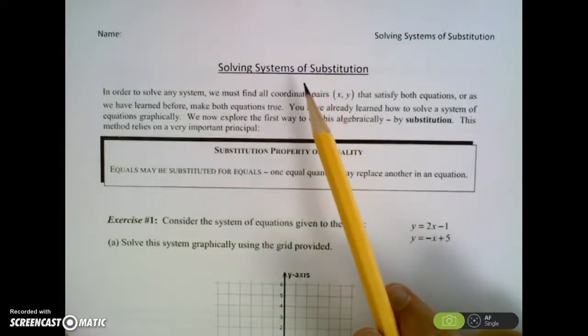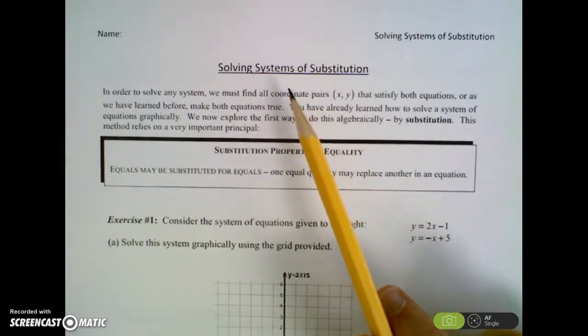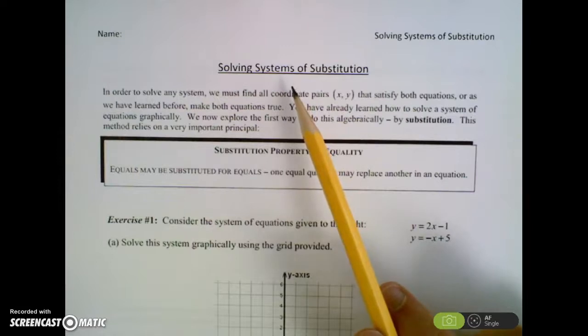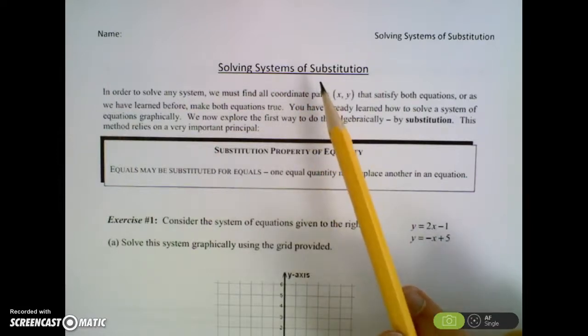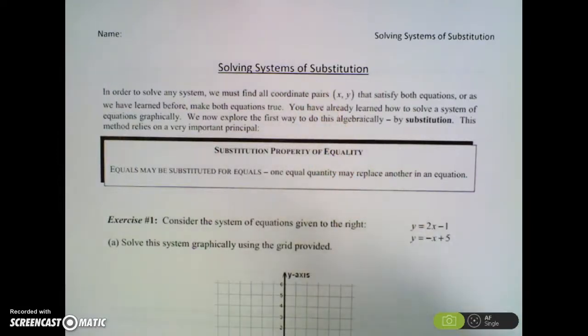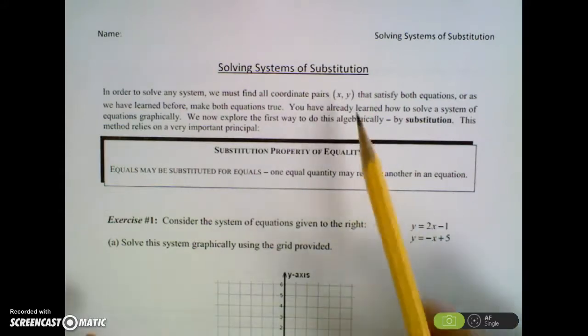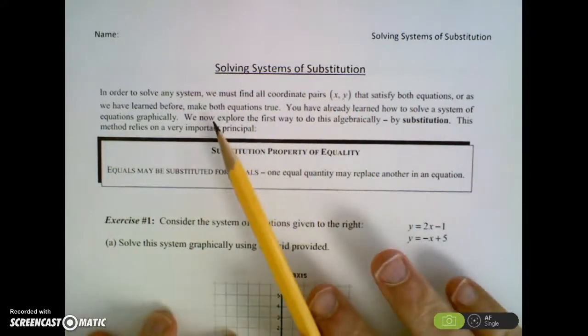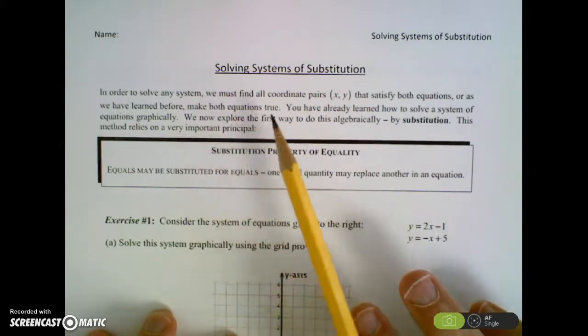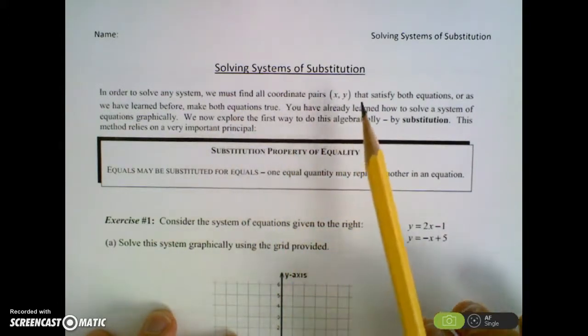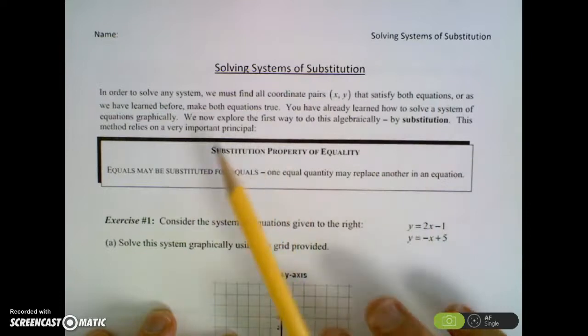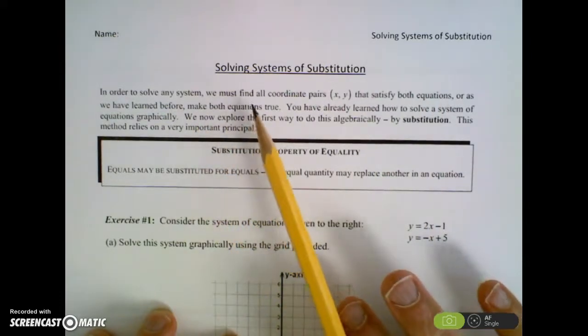In this lesson, we are going to be taking a look at solving systems using a different method that we haven't learned yet, called substitution. Previously, you've learned how to solve systems using graphing. Today, we're going to focus on this new method. In order to solve any system, we must find all coordinate pairs x, y that satisfy both equations, or as we have learned before, make both equations true.